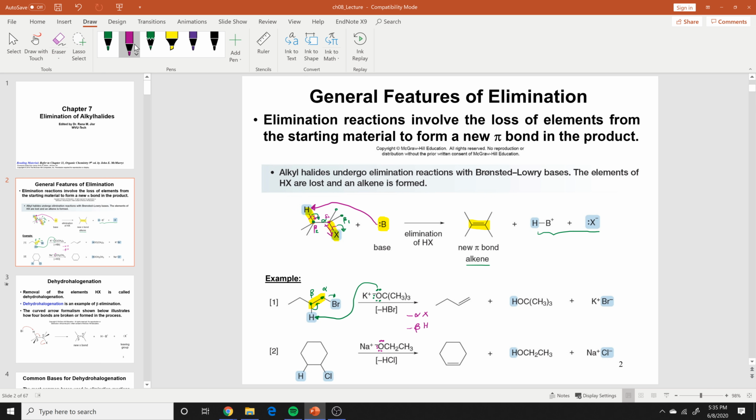So this is a secondary alkyl halide. This is going to be a base. So that base is going to come, it's going to take the beta hydrogen, it's going to form a double bond, and the halogen is going to leave. Notice where did I form my alkene? My alkene is between the alpha and beta carbon. This is where my alkene is.